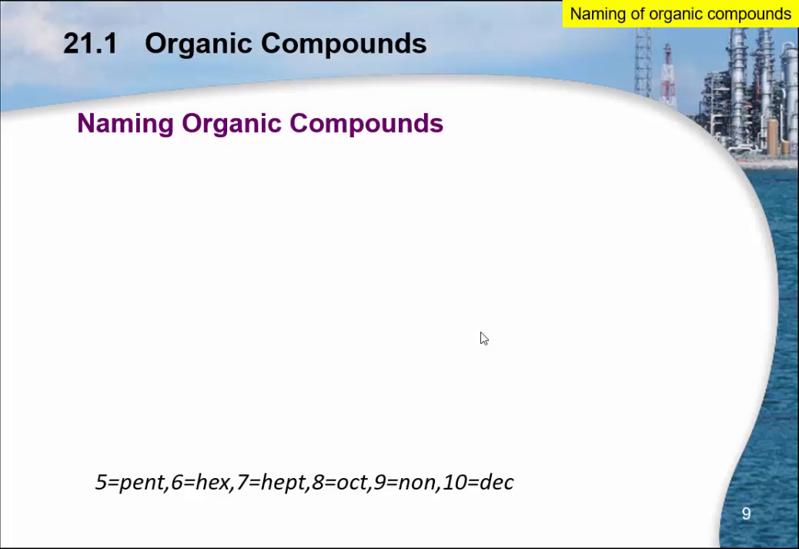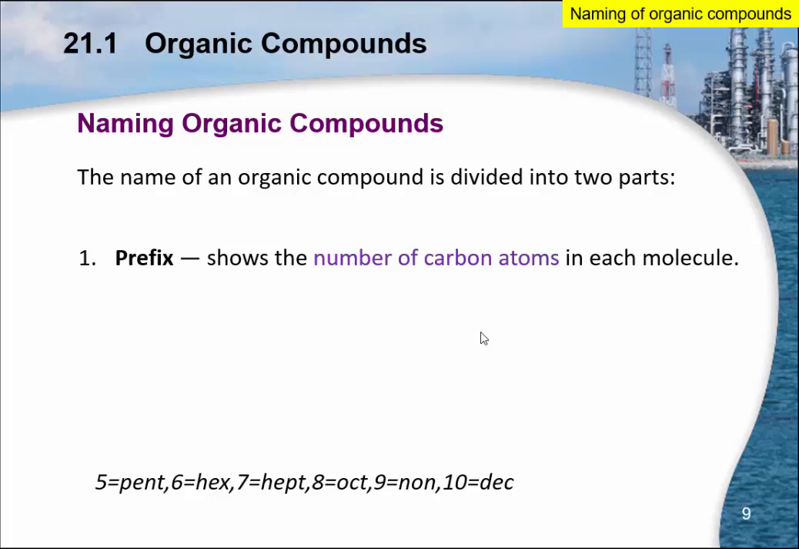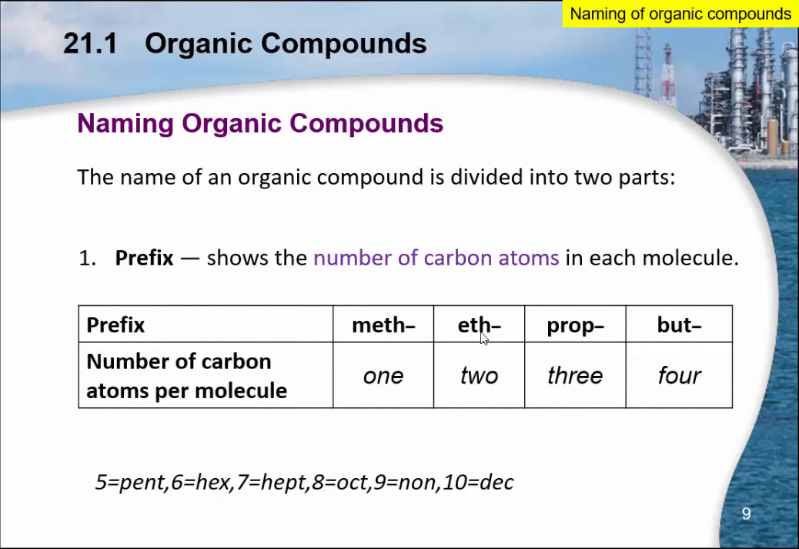Naming organic compounds. The name of an organic compound is divided into two parts. The prefix, which tells you how many carbon atoms are there in each molecule. Meth represents 1, eth 2, prop 3, and but 4. And of course there are a few more. 5 is pent, 6 is hex, 7 hept, 8 is oct, 9 is non, and 10 is dec. You only need to know the first 4 for the O-level syllabus exam.